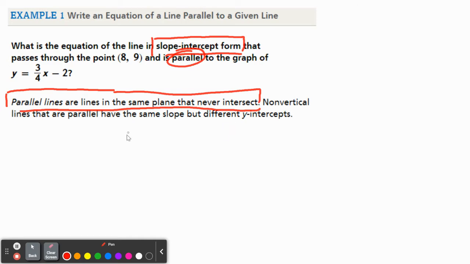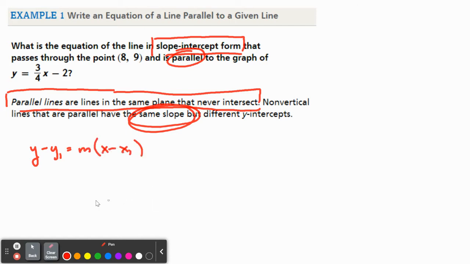And a very key thing about parallel lines is that they're going to have the same slope. They're angled the same way, so they're going to have the same slope. So first thing we're going to do is use point-slope form to come up with this equation, and then we're going to transform it into slope-intercept form. So let's recall that point-slope form, y minus y1 equals m parentheses x minus x1.